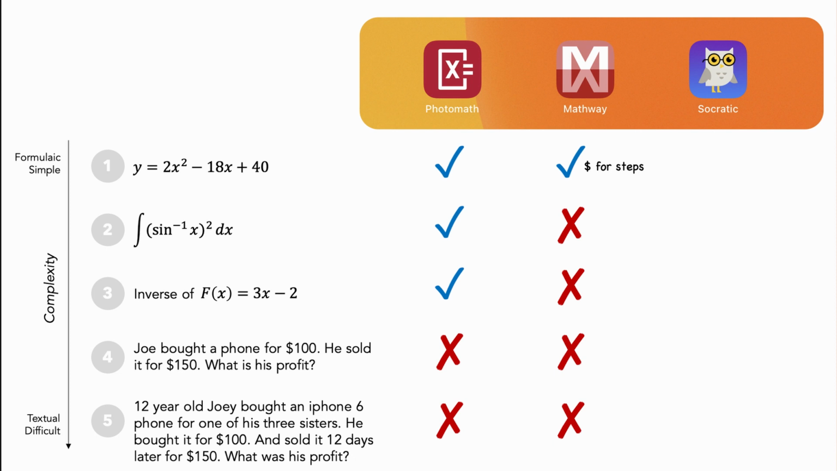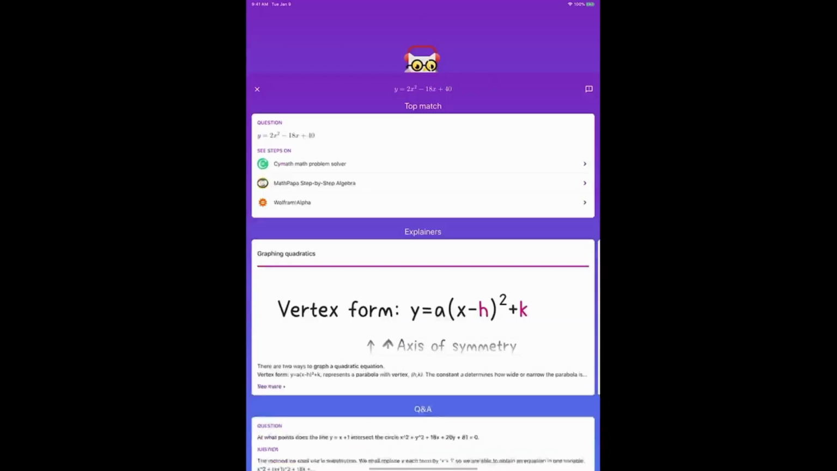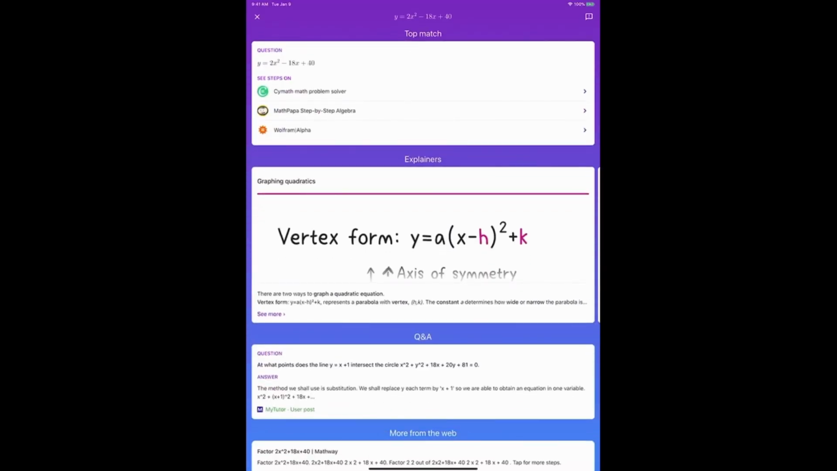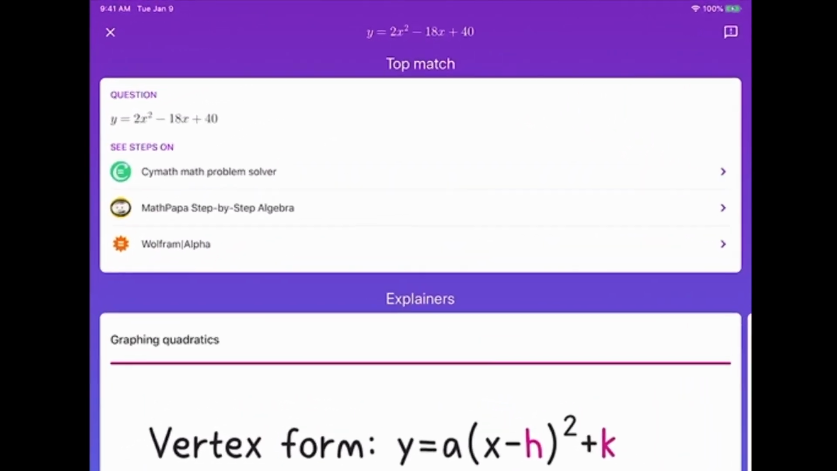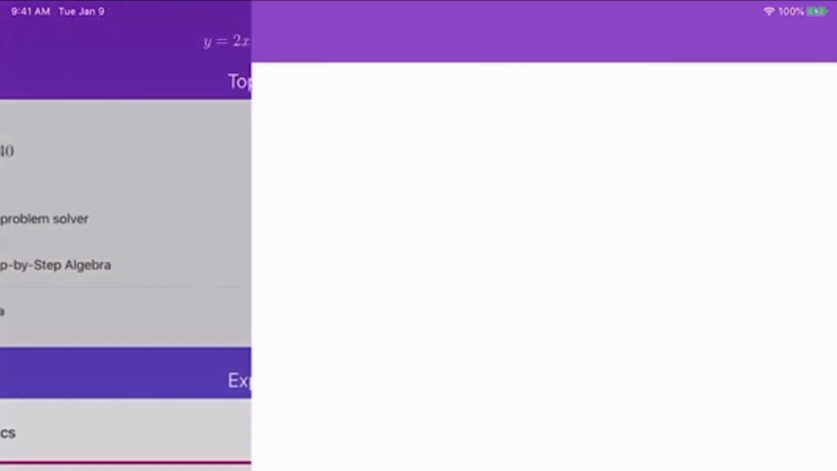Now, the last one, Socratic, is kind of interesting because it's a bit different from these two. And let's get our formulas up again. There we go. This kind of works the same as the other one that you take a picture of the entire page and you say go, and boom. And so what is nice is at the top, they have the question, and then they have solve. You can use different programs to solve it. Other apps. So it's more like a search engine into other apps.